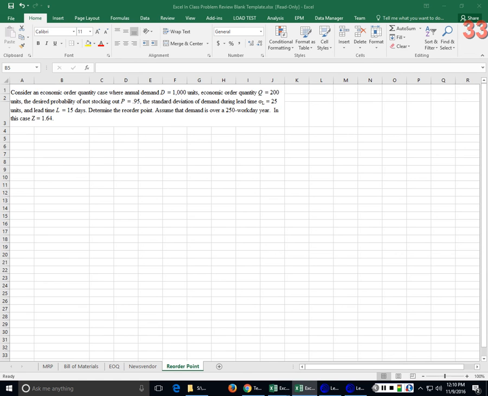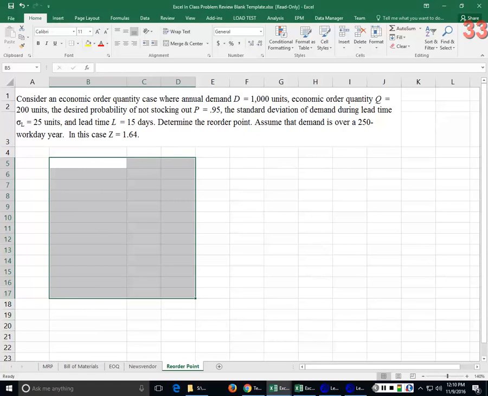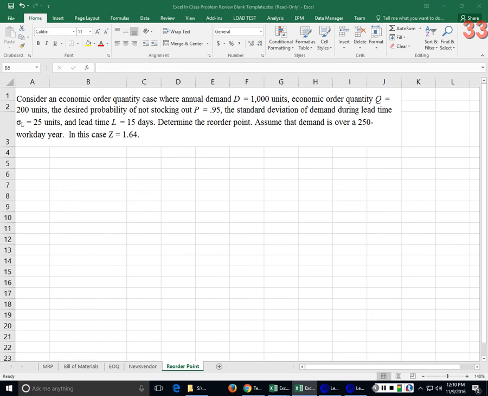Our problem says, consider an economic order quantity case where annual demand is 1,000 units, economic order quantity is 200 units, the desired probability of not stocking out is 0.95, the standard deviation of demand during lead time is 25 units, and the lead time is 15 days. Determine the reorder point and assume the demand is over 250 weekdays. I'm just going to give you the Z value because you don't really have the resources to look it up on the exam: it's 1.64.